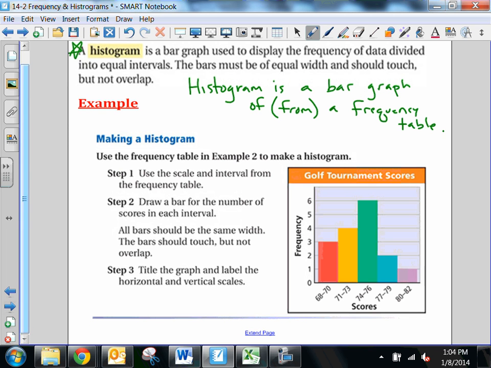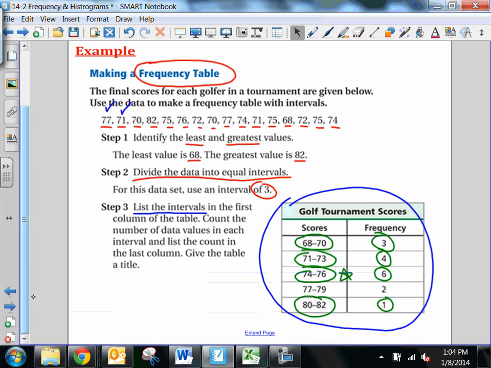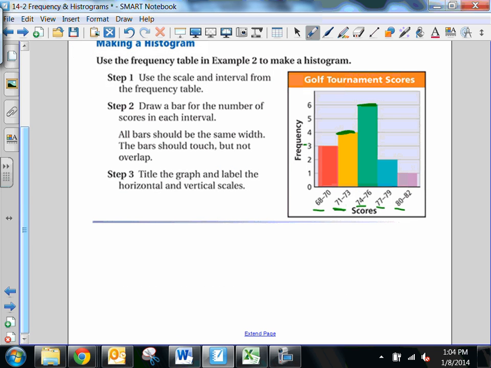Okay, and if we look at this example right here, this was the exact same intervals from the last frequency chart. If you notice, 68 to 70, 3 golfers scored that level, 71 to 73 right there, 4 golfers scored that level, and then 6 golfers scored this level. So if we go back and look at the previous slide, it's exactly the same as this frequency chart down here, except now it's in a bar graph. We've made a bar graph out of it.